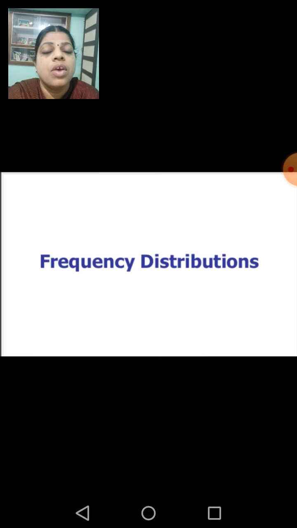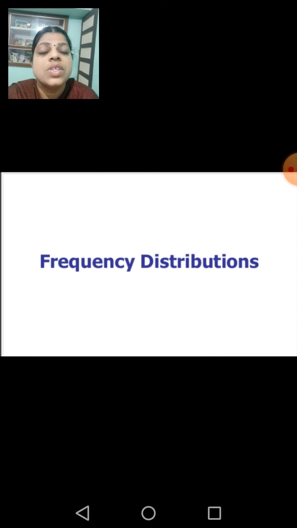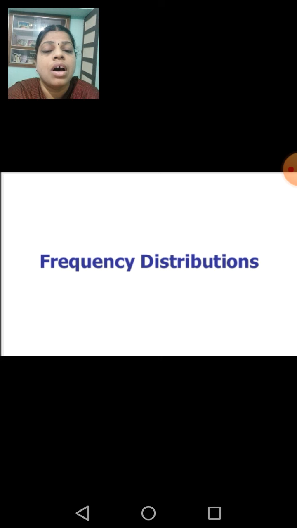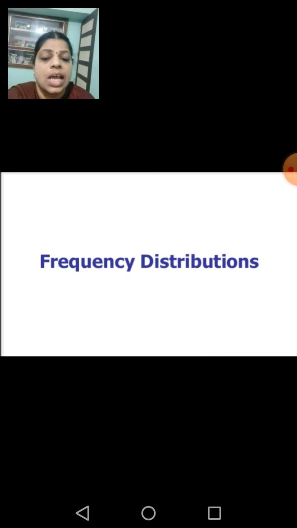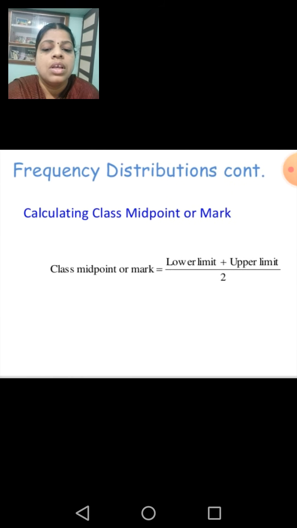Where we have already dealt with the formation of the frequency distribution table for the small values given. If the range of the values is of large size, how to group such data? Here we are going to study about such formation of a frequency distribution table.